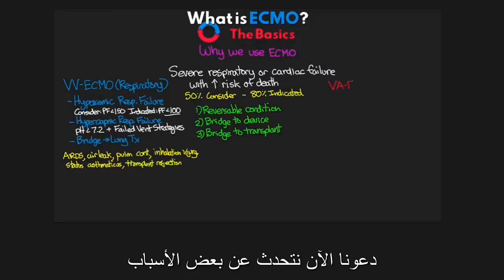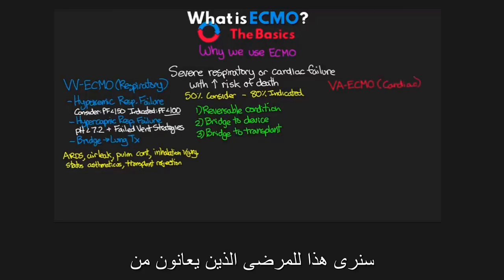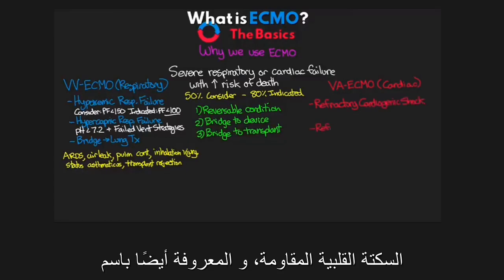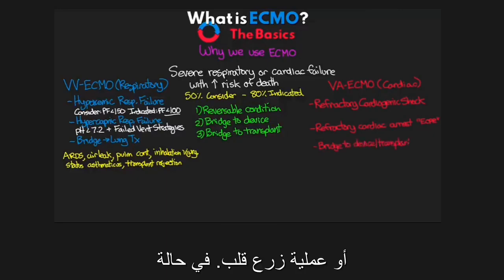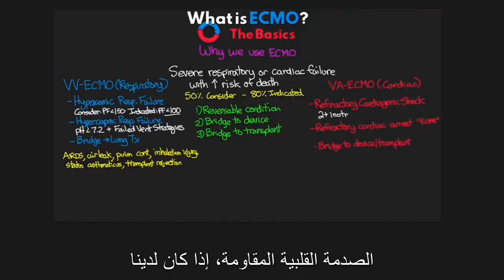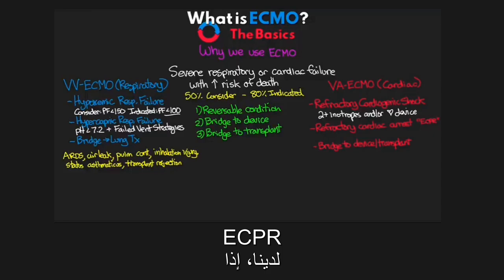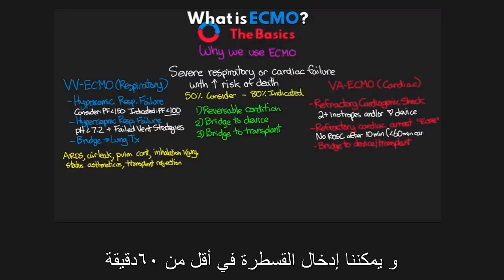Now let's talk about some of the reasons that we would use VA ECMO for cardiac support. Here we're going to see this for patients that are in refractory cardiogenic shock, refractory cardiac arrest, also known as ECPR, as well as a bridge to either a device or heart transplant. In the case of refractory cardiogenic shock, we're referring to patients on 2 or more inotropes and/or a cardiac device. In the case of ECPR, it's if we have no ROSC after 10 minutes, and we can get them cannulated in under 60 minutes.